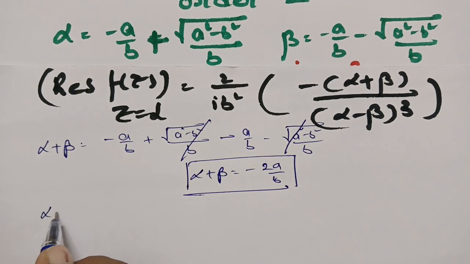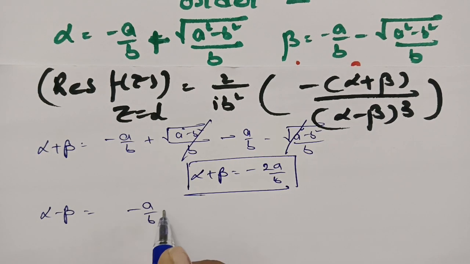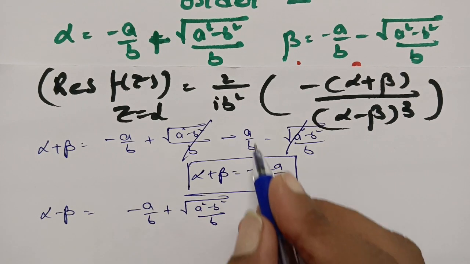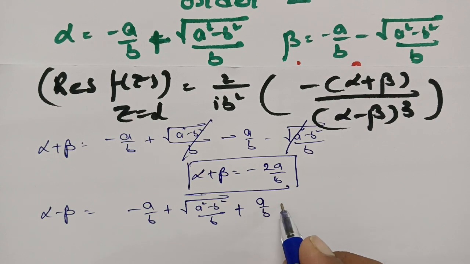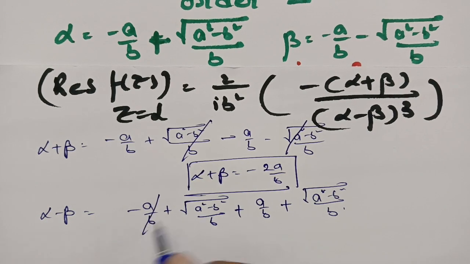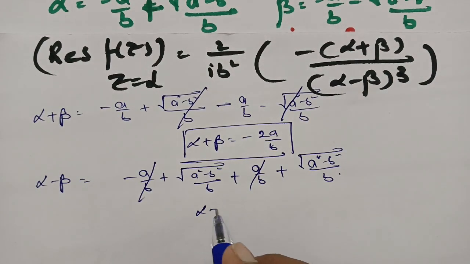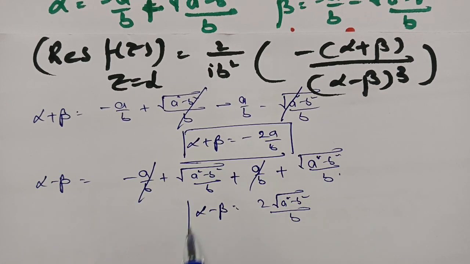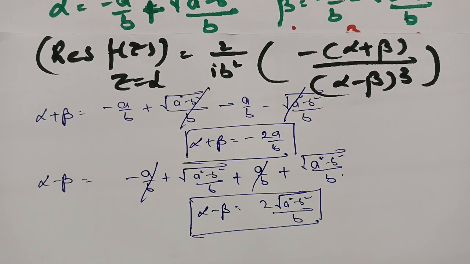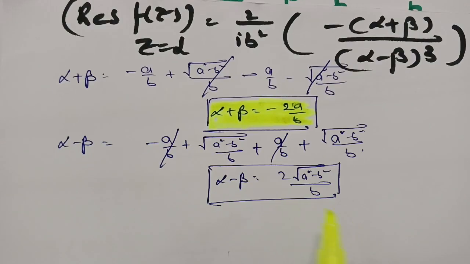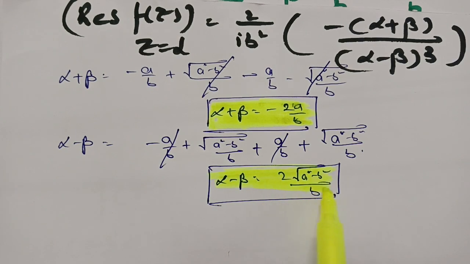So what is alpha minus beta? Alpha minus beta is minus a by b plus root over a square minus b square by b, and minus of minus a by b is plus a by b, and again plus root over a square minus b square by b. If I cancel these two, then alpha minus beta is nothing but 2 times root over a square minus b square by b. So this is our alpha plus beta value and this is our alpha minus beta value. Clear?